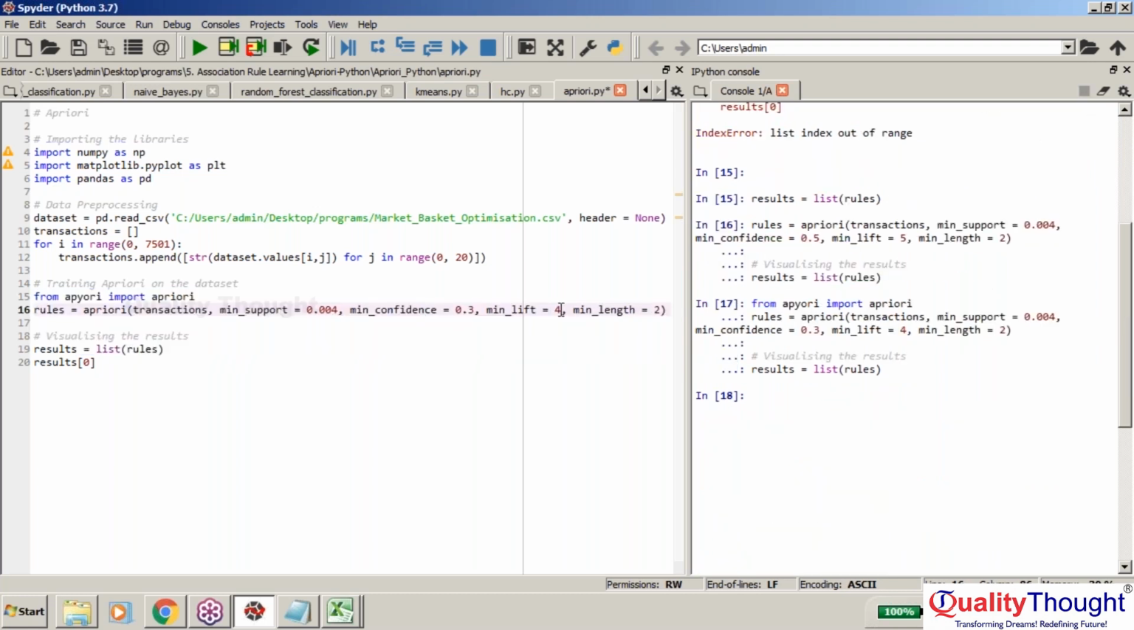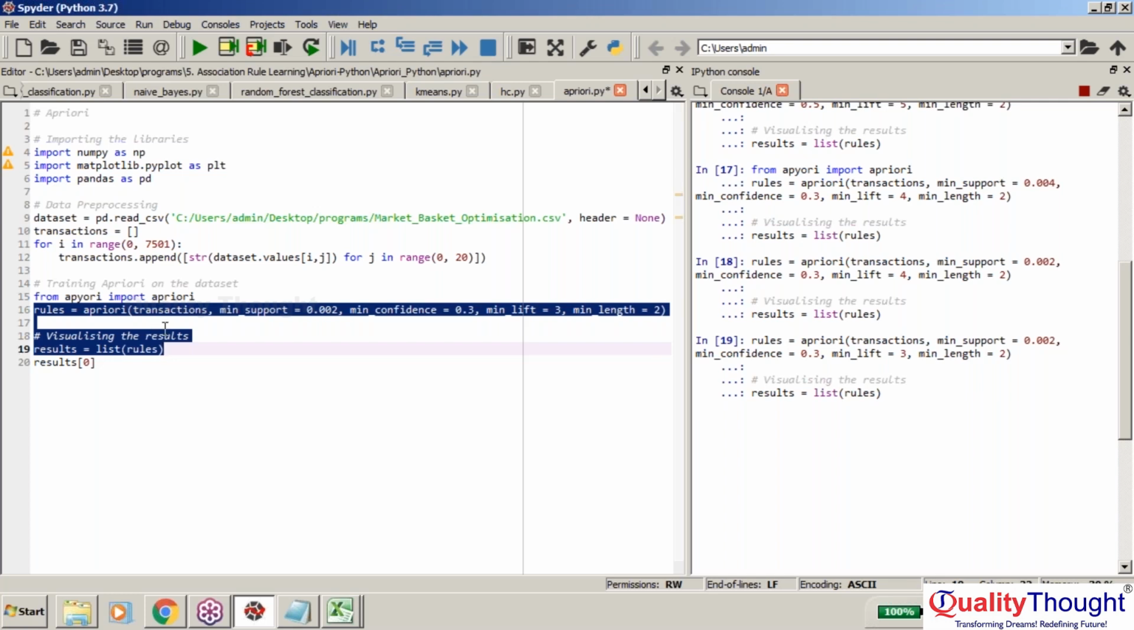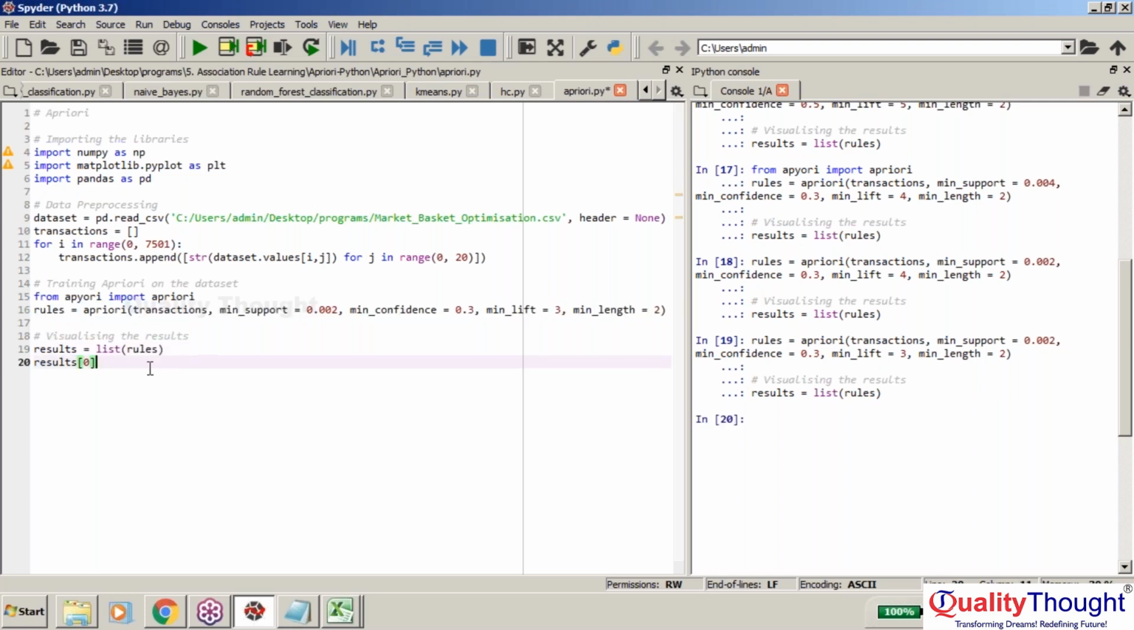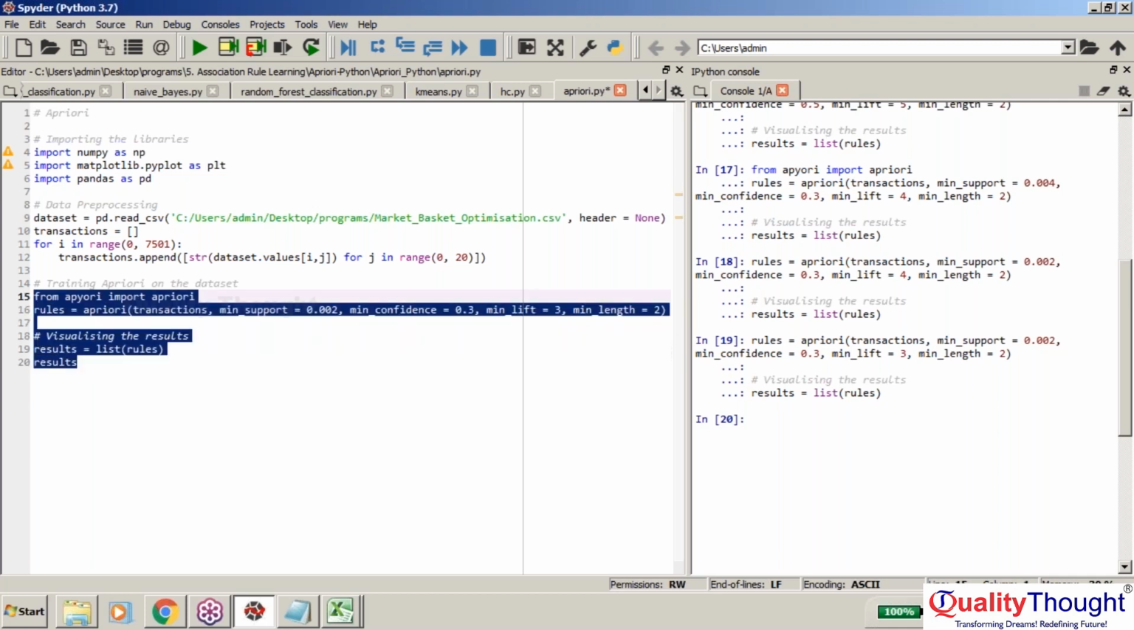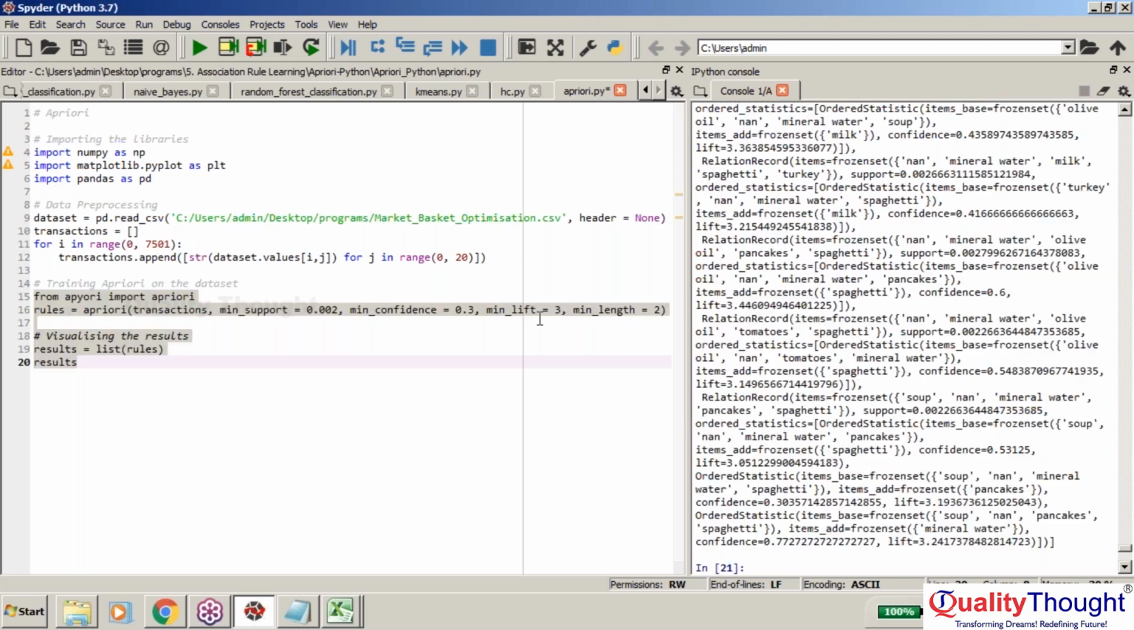Even it is not showing me the best one. So let me just make this one as 0.2. Even still it is no. So minimum lift, I just want to decrease it to 3. I'm sorry, actually it might have given us the results, but I did not check the results, guys. I'm sorry. So now I might have got the results. Let me check like this. This is how we can get the results over here. So now you have got the results like this.